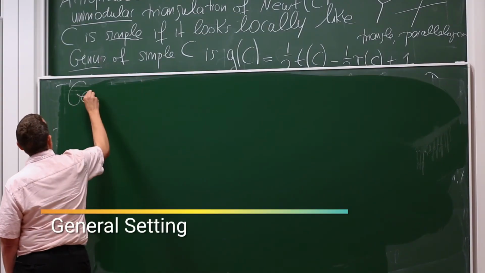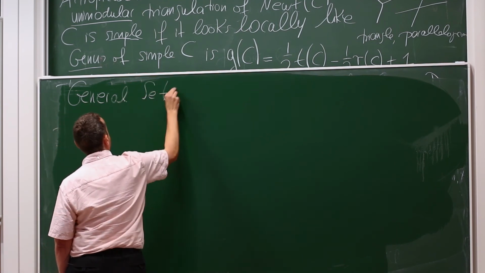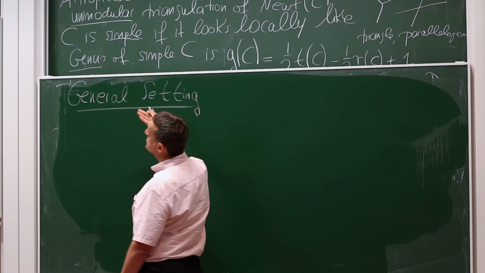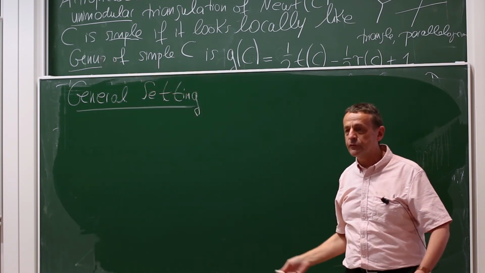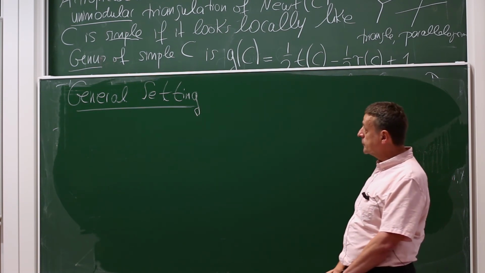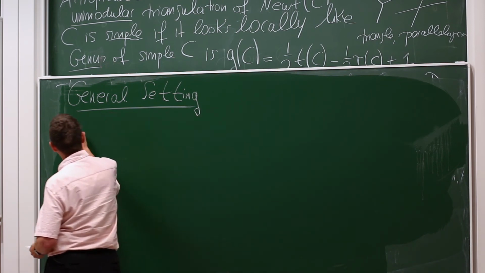So you do this in general. There's the general setting. In general, we are in C star to the n, we have any variety. So I have a 5-dimensional variety in the 11-dimensional complex algebraic torus, and I want to find a good compactification.